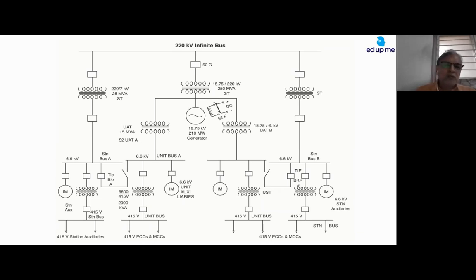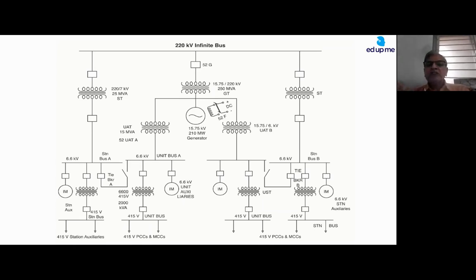But the station bus feeds many station auxiliaries also. Station auxiliary means the auxiliaries which are common to all units. The coal handling plant is common to all units. Say in the Vanakbori power plant, there are 8 units. The coal handling plant is a single plant, feeding all 8 units. But PA fan, ID fan, FD fan, BFP are unit auxiliaries. So there are unit auxiliaries and station auxiliaries. So this is the whole business of a power plant.